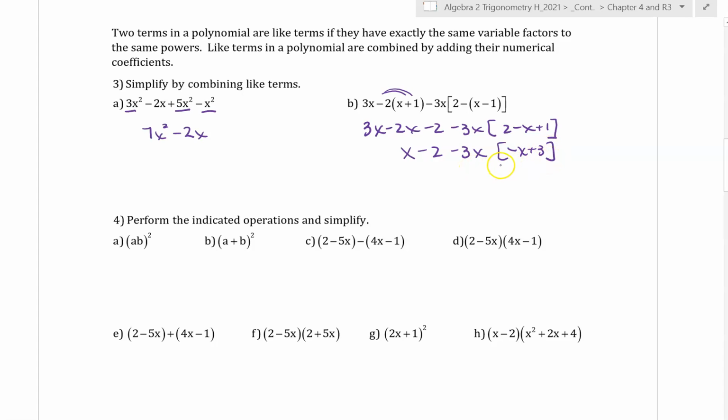So now you're going to distribute a negative 3x. Negative 3x times negative x is positive 3x squared. Negative 3x times 3 is negative 9x. So we combine like terms. The negative 9x and the x are like terms.